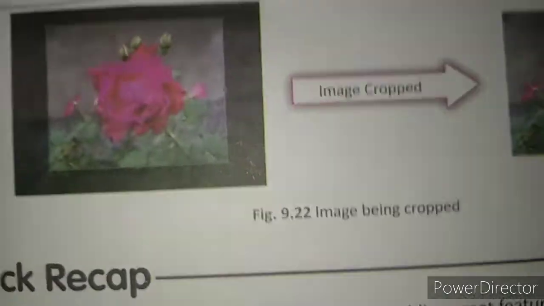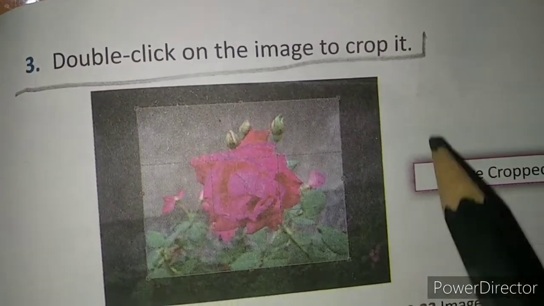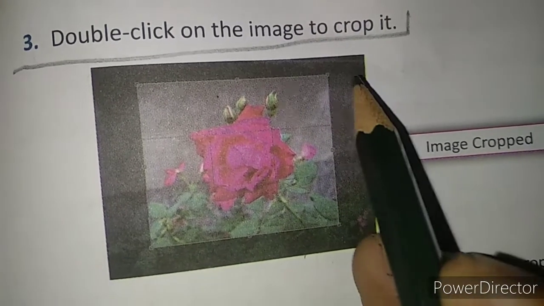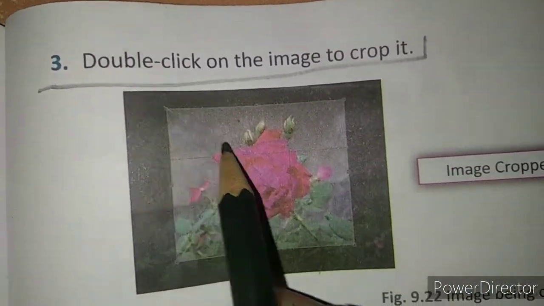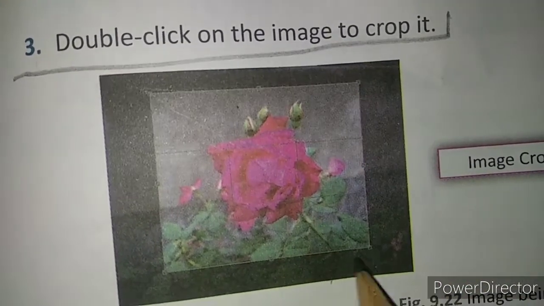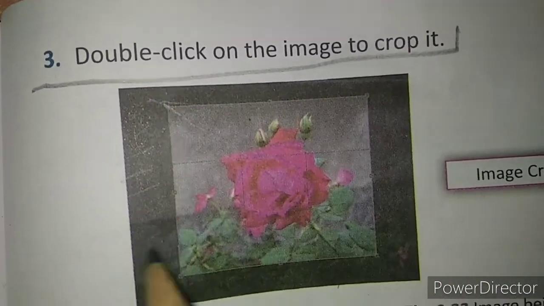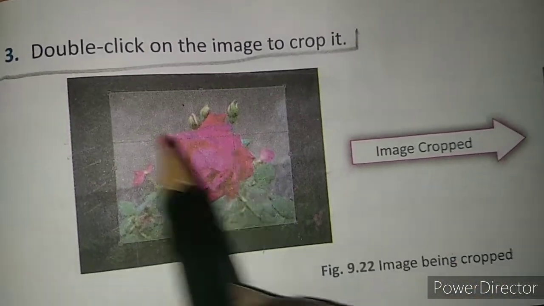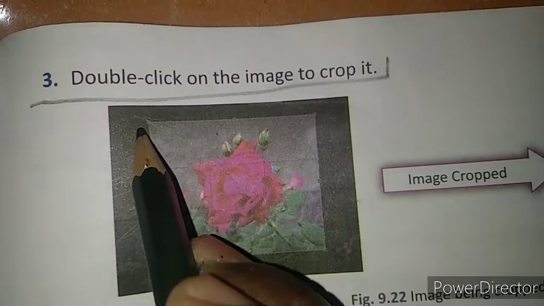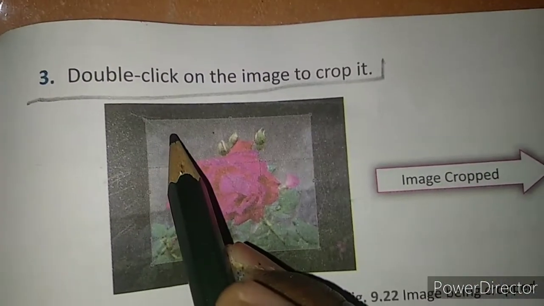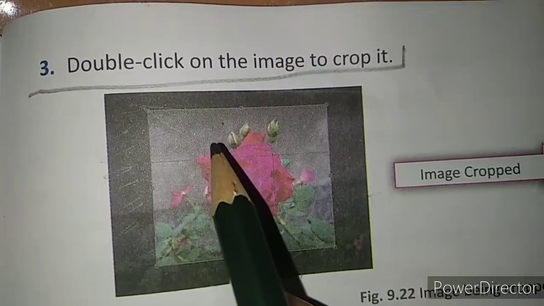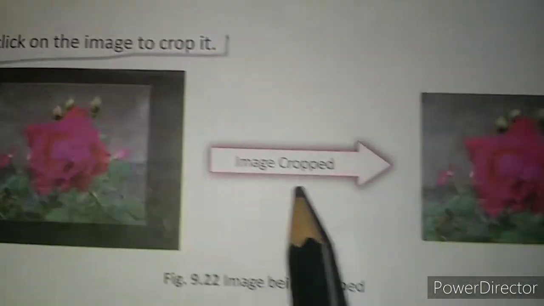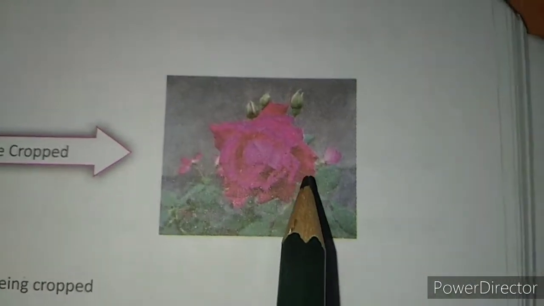Suppose this is your whole picture, and if you use the crop tool and drag from here to here, then this portion will be selected and the edge portion after this will become darker. When you click here, this side dark portion will be removed and the main portion will be there on the canvas. So here this is the whole image and this is the cropped image, right?